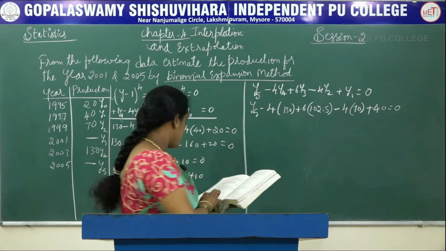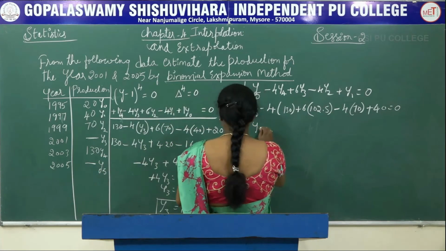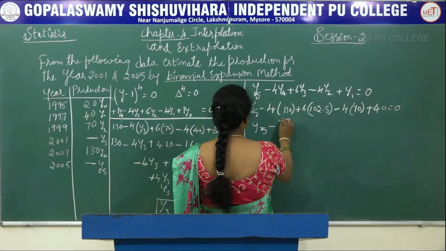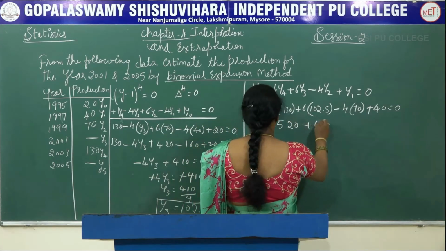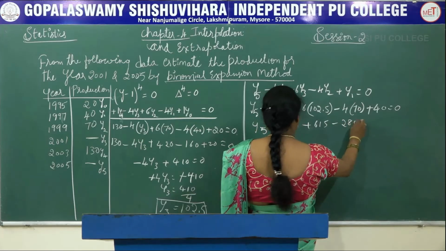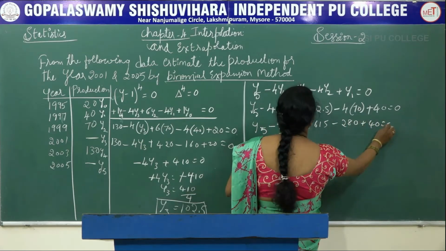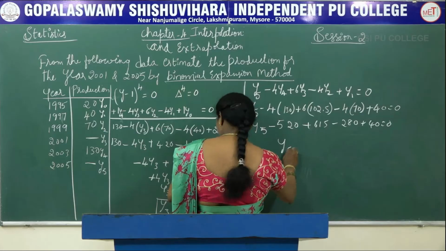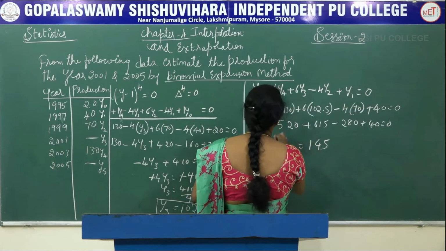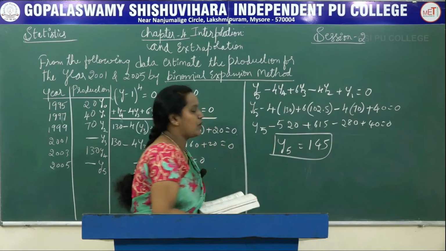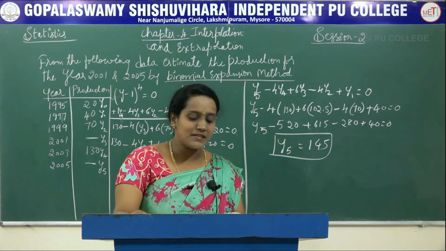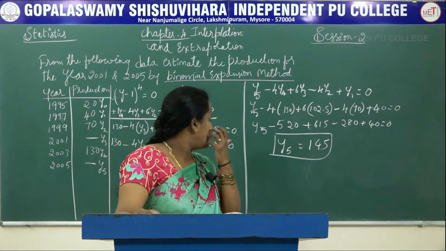And after simplification, y5 minus 520 plus 615 minus 280 plus 40 is equal to 0. So our y5 value is 145. After simplification of this equation, you will get the missing value y5, that is 145.